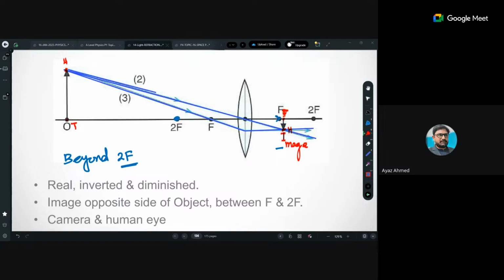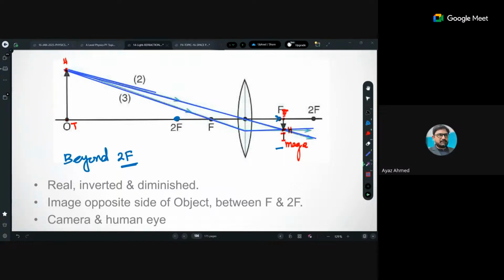What properties do you observe from here? Isn't it real? I told you that a real image is formed due to intersection of actual light rays, so definitely it is. I told you that real is the one in which the object is on the left-hand side and the image is on the right-hand side, or vice versa. So it is real by all means. Is it clear?